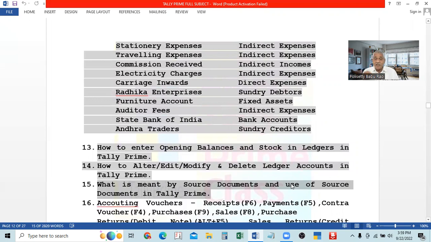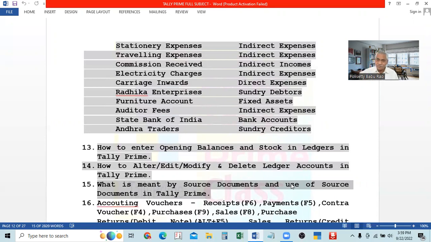While recording these source documents, they are called vouchers. We will come to that tomorrow. We have to select the correct voucher. When we are making a payment, we have to enter the payment voucher only. A payment must be recorded as payment. Suppose we record it as a receipt, it will be totally wrong. When making a payment but recording it as a receipt, it is a problem. That's why we have to select the correct voucher.